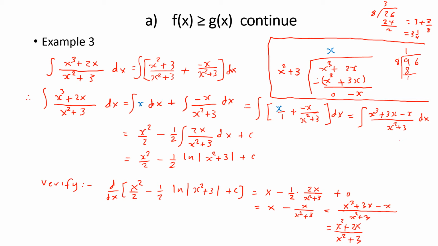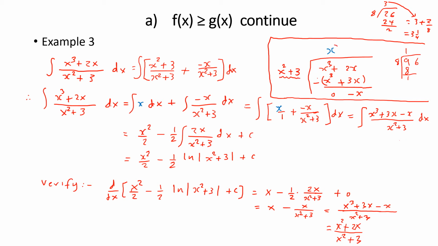Okay, but what we want is really 3 plus 2 over 8. So the quotient will be by itself and the remainder will be divided by the divisor. So the divisor here is what? The divisor here is this, this is the divisor, this is the denominator.